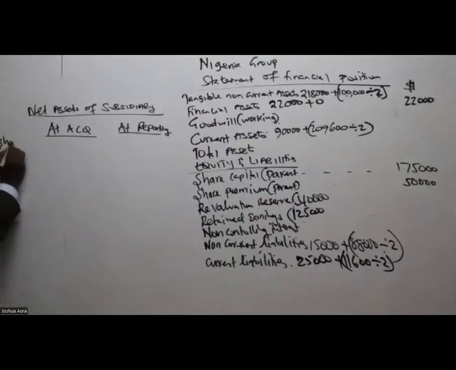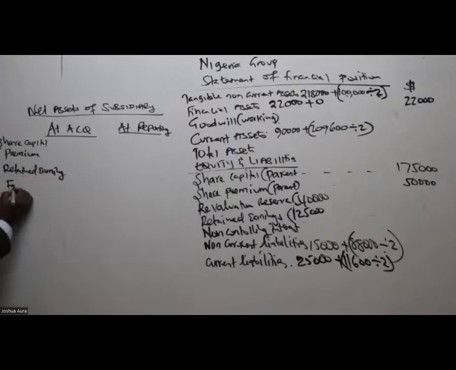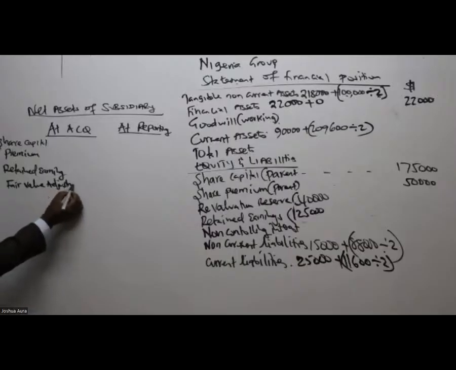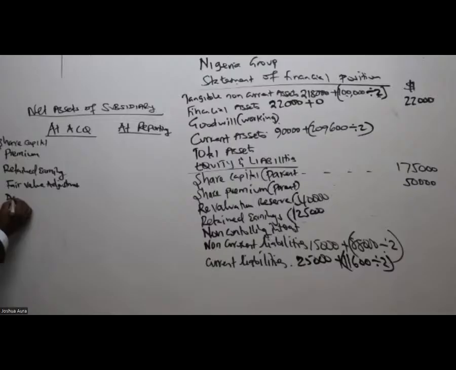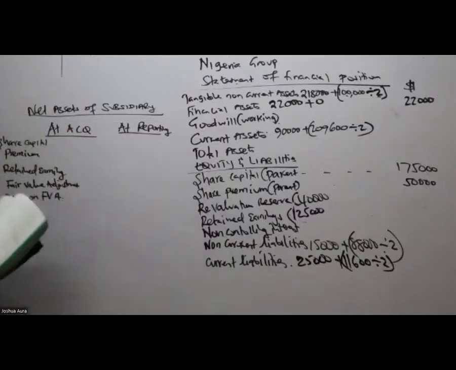It is share capital. Then we have share premium. Then we have retained earnings. Then we have, in this case, fair value adjustment. And then, of course, we have depreciation on the fair value adjustment.